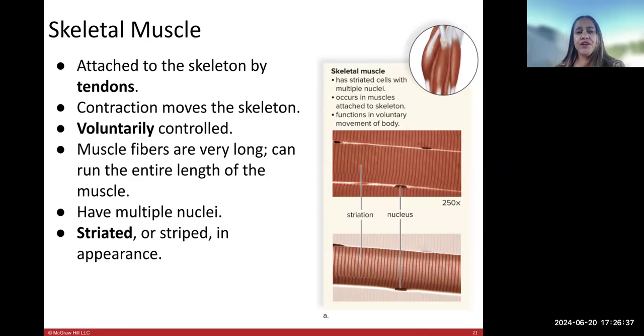Muscle fibers are very long. They can run the entire length of the muscle. If you look at it under a microscope, they have multiple nuclei and they are striated or striped in appearance. Looks like a zebra.